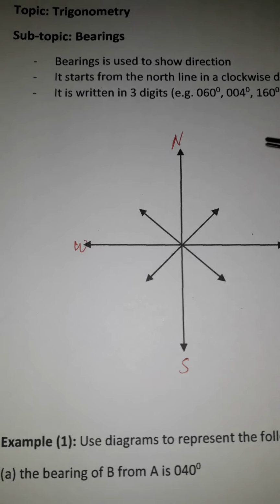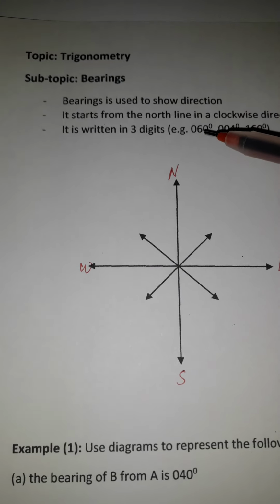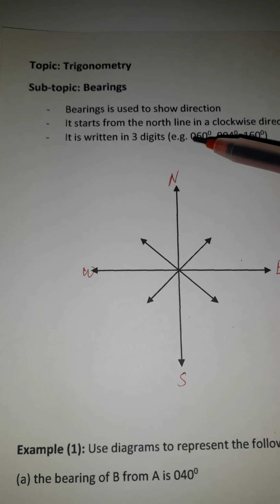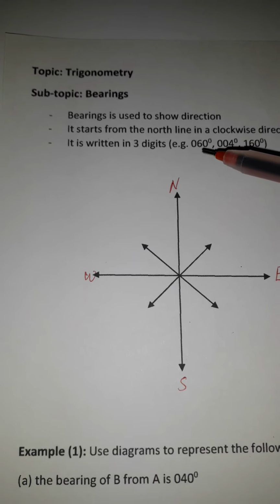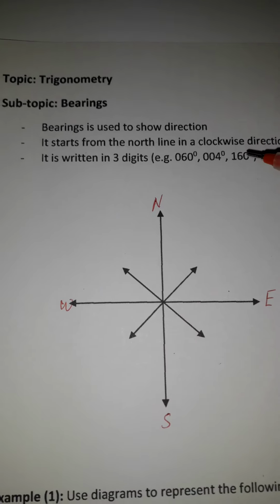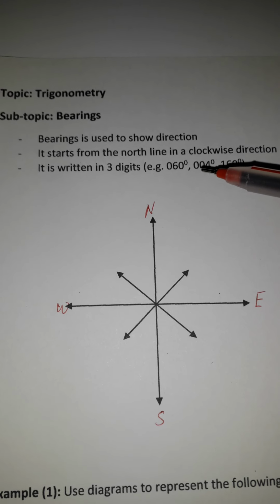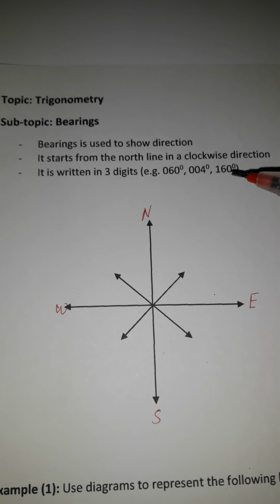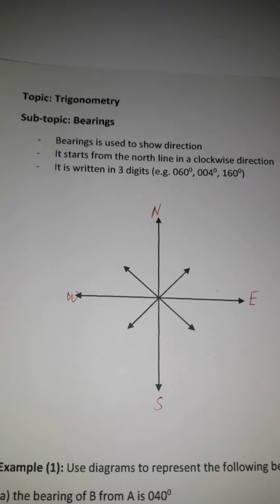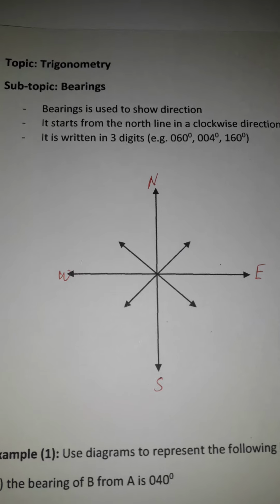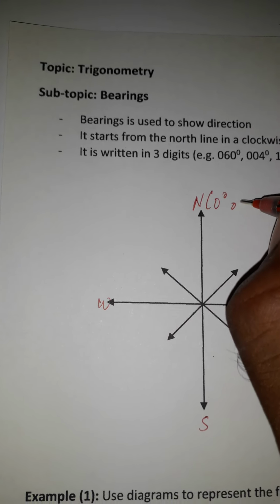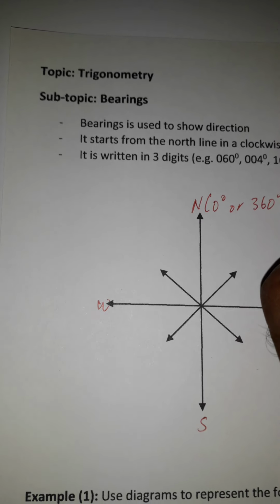Good. So let's say if you want to represent the bearing 60 degrees, well, we know that the number 60 only has 2 digits, so we add a 0 in front in order to make it 3 digits. So we represent bearing using 3 digits. If you want to represent 4 degrees, we put 004. And here we have 160. Well, 160 already has 3 digits, so we don't need to put anything in front. Alright, so the north is taken to be 0 degrees or 360 degrees.